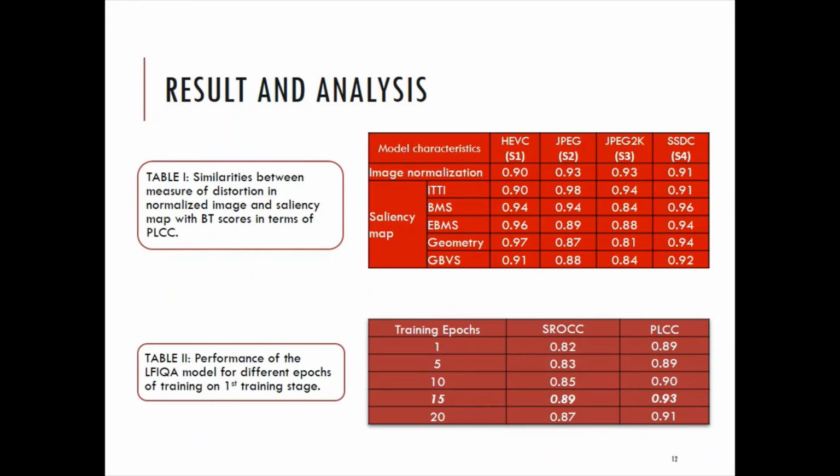Let's discuss the results that we achieved. There are altogether 4 different tables for result analysis. Table 1 illustrates the PLCC scores S1 to S4 for HEVC, JPEG, JPEG 2000 and SSTC types of distortions. All results are close to 1 here. Hence, we confirm that distortion in a light field image causes a distortion in the saliency map and normalized image 2. Table 2 illustrates the best number of epochs required to train the first training stage.